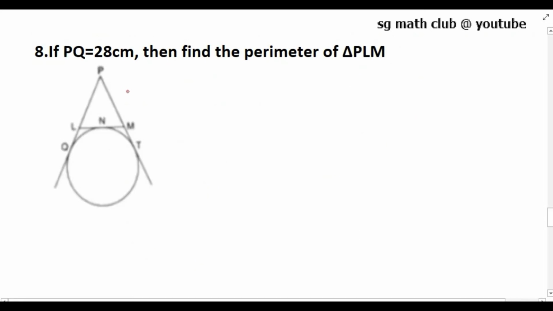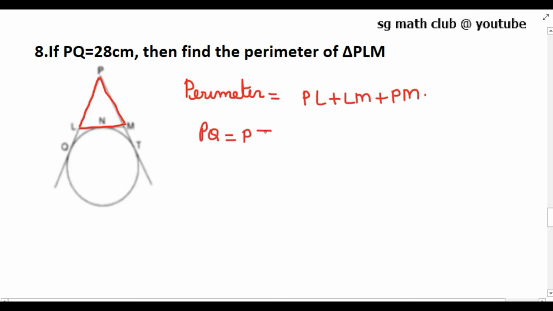Next question, if PQ is 28, we need to find the perimeter of triangle PLM. So perimeter means sum of all the three sides. So perimeter of PLM means this triangle PLM. So this triangle perimeter we need to find. So perimeter is nothing but PL plus LM plus PM. If you consider P as an external point, PQ and PT are tangents drawn from the external point. So I can write this as PQ is equal to PT.